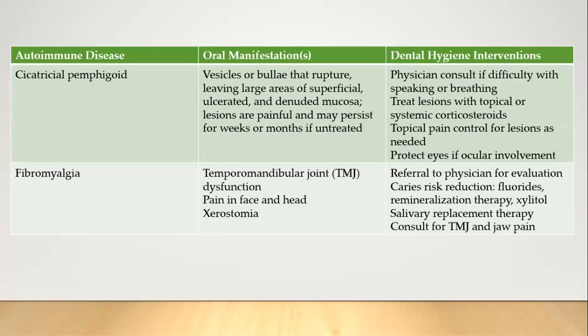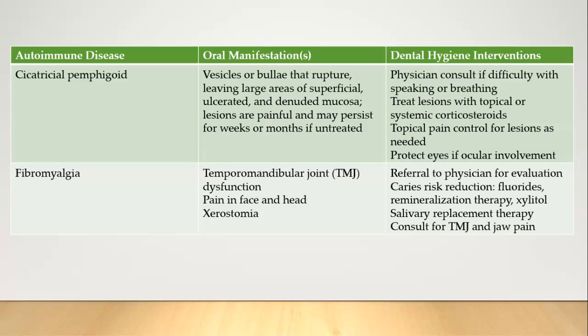Cicatricial pemphigoid? There are vesicles that kind of reoccur and then rupture, leaving these areas of superficial ulcerated or denuded mucosa. Lesions are painful and may persist for weeks or months if untreated. And so there were some pictures in the textbook of these just super red areas after these vesicles ruptured. So consult the physician if difficulty with speaking or breathing. Treat the lesions with topical or systemic corticosteroids. Topical pain control for lesions. And there's a chart in the book that says what medications can be used for the topical pain control. And then protect eyes if ocular involvement.